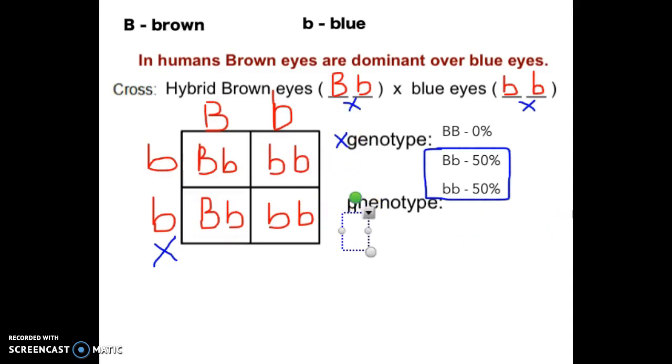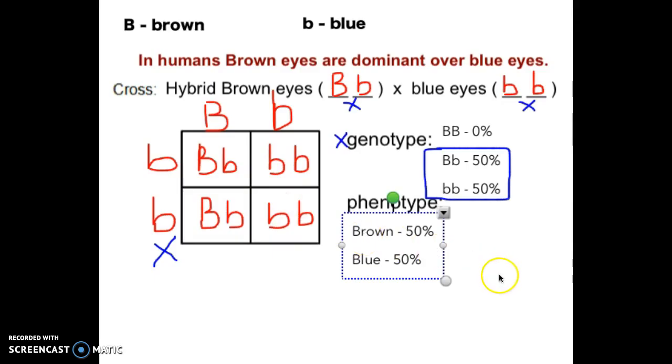Finally, phenotype. Phenotype is physically what the child is going to look like. So we know they can either have brown eyes or blue eyes. Now if we look at our percents, capital B, lowercase b, this is going to show brown eyes. As soon as you have a capital letter, it wins, and capital is brown eyes. So we have two boxes like that, so it's 50%. If we go to blue, we have two boxes that show blue, so 50%.